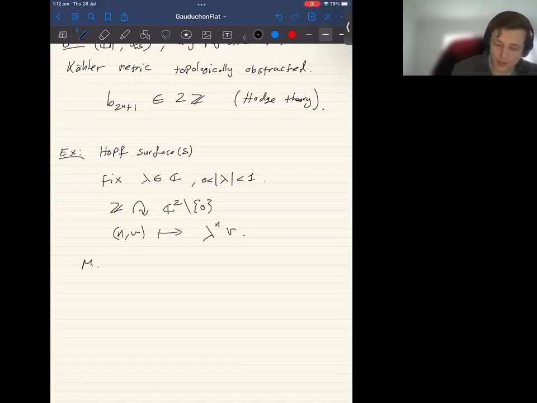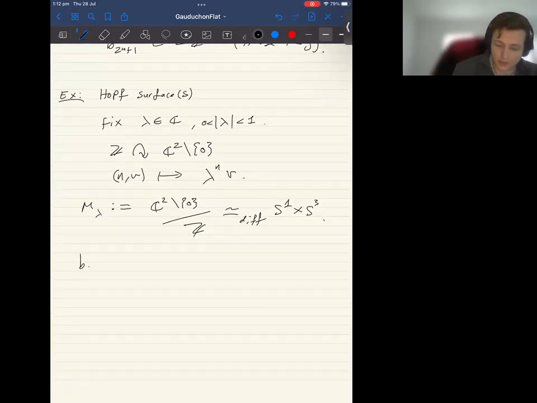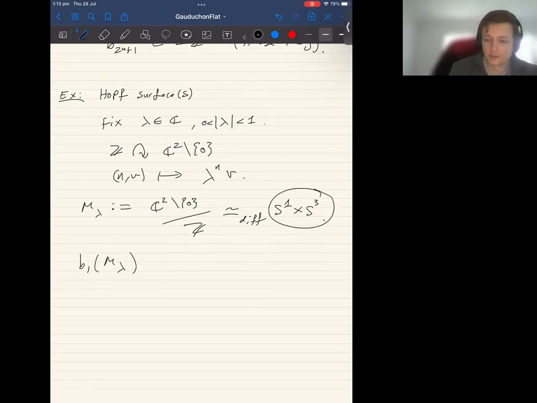Okay, and then we can define a complex manifold. So this action is free, it's properly discontinuous, so the quotient space is indeed a manifold, and it's diffeomorphic to S^1 cross S^3. It's a nice exercise to actually try and construct this diffeomorphism. Okay, so why am I doing all this? Well, it's not too hard to work out the Betti numbers of spheres and the Betti numbers of products. This is just one. So that means it has no Kähler metrics.